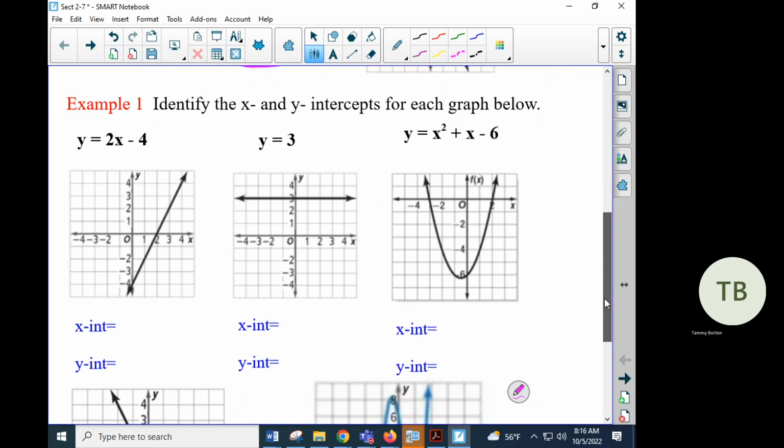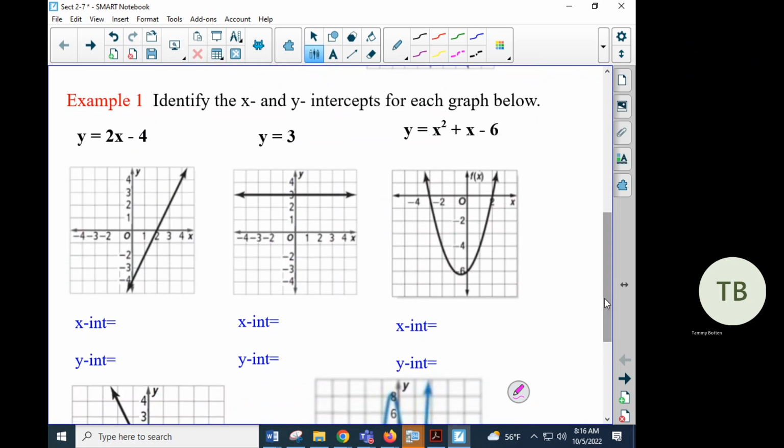Okay, so if we look at this, these are already graphed, and we just have to look where they cross the y-axis, where they cross the x-axis. So the x-intercept is going to be at 2. So that's all you would write.